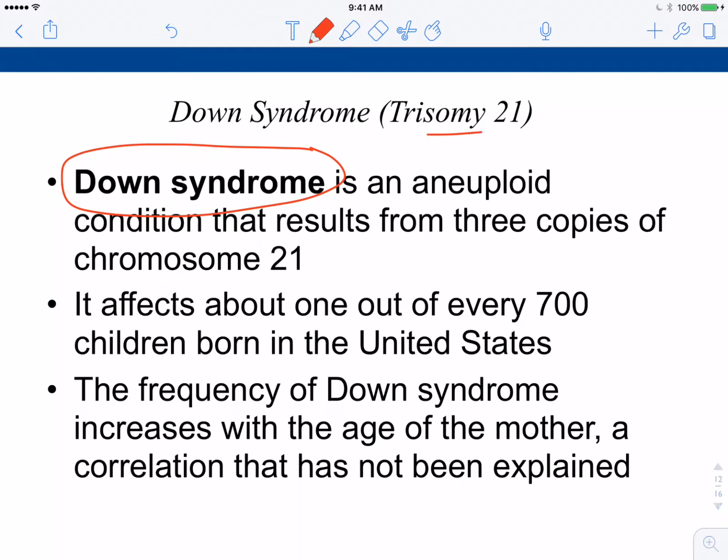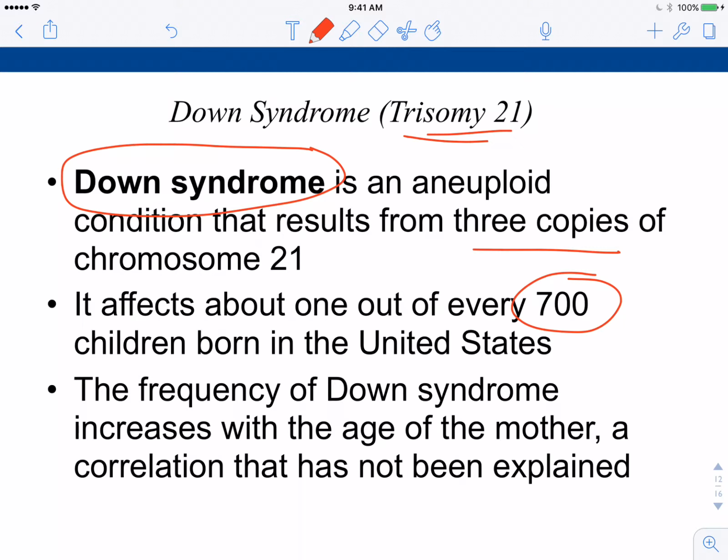Down syndrome is trisomy 21. So it's an aneuploid condition that results from 3 copies of chromosome 21. So you would have a gamete that had nondisjunction at chromosome 21, so it has 2 copies, and it would fuse with a gamete that has 1 copy, and 2 plus 1 equals 3. Down syndrome occurs relatively commonly if you think about it. 1 out of every 700 children born in the United States has this condition.